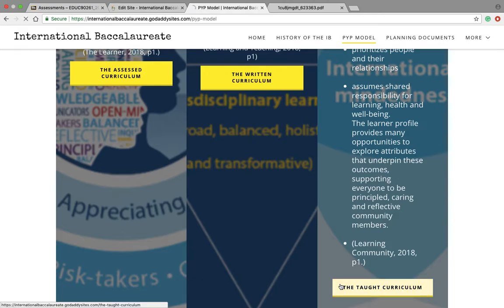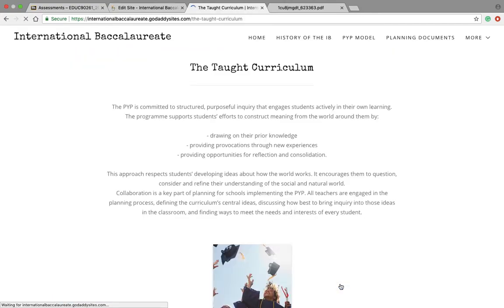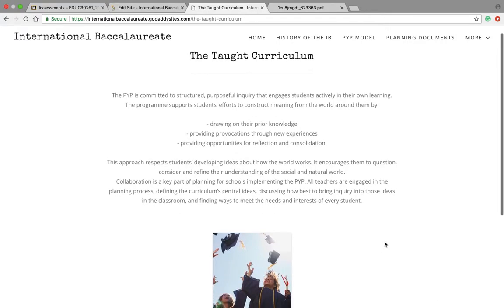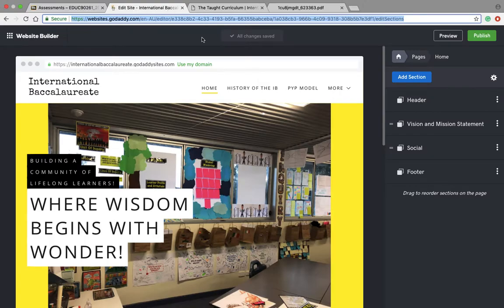Let's move over to the taught curriculum. We know that the PYP is committed to structured, purposeful inquiry that engages students actively in their own learning. The program supports students' efforts to construct meaning from the world around them, and this is done through providing provocations, through new experiences. So if we go back to the written curriculum, where we examine the key concepts, we can make clear links to the provocations.